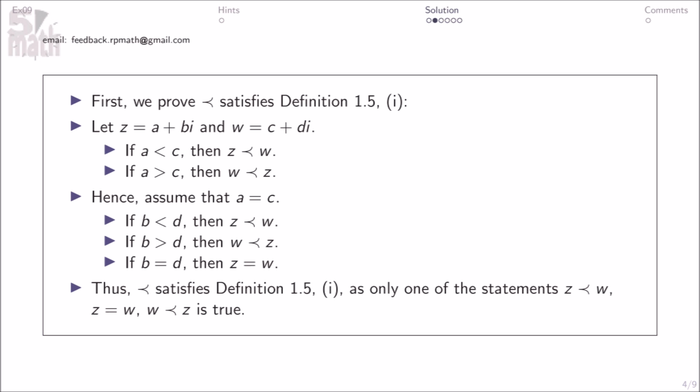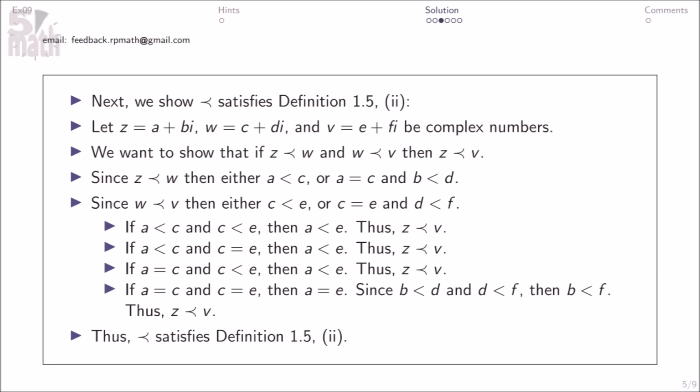First, we prove that precedes satisfies definition 1.5.1. Let Z equal A plus BI and W equal C plus DI. If A less than C, then Z precedes W. If A greater than C, then W precedes Z. Hence, assume that A equals C. If B less than D, then Z precedes W. If B greater than D, then W precedes Z. If B equals D, then Z equals W. Thus, precedes satisfies definition 1.5.1 as only one of the statements Z precedes W, Z equals W, W precedes Z is true.